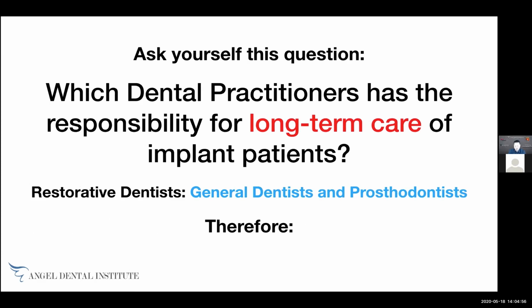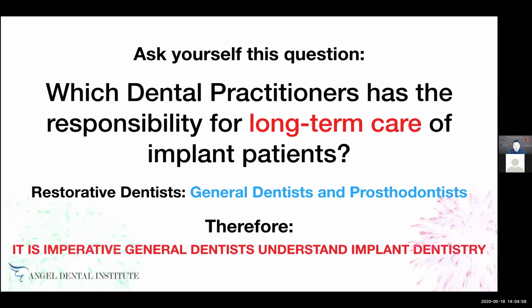Therefore, it is imperative that general dentists understand implant dentistry. Whether you place it or not, you have to understand, because this is part of our dental life. As a general dentist, we are responsible for the aftercare, so we have to understand what's going on.